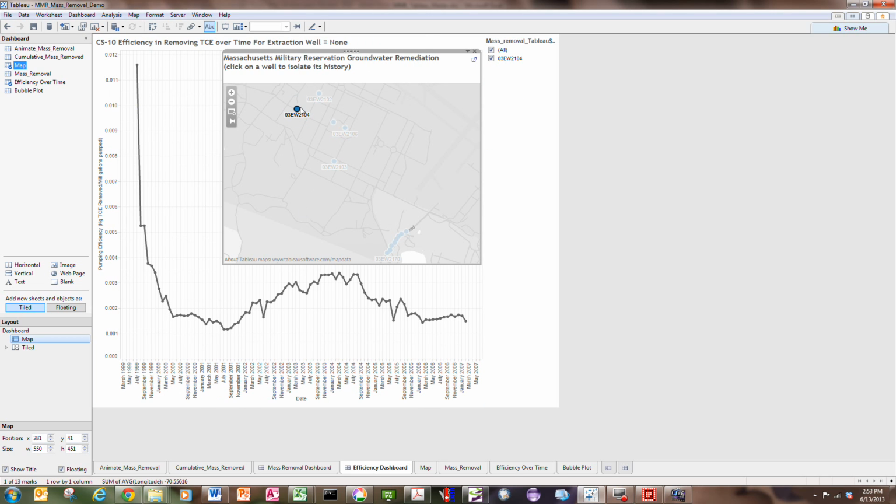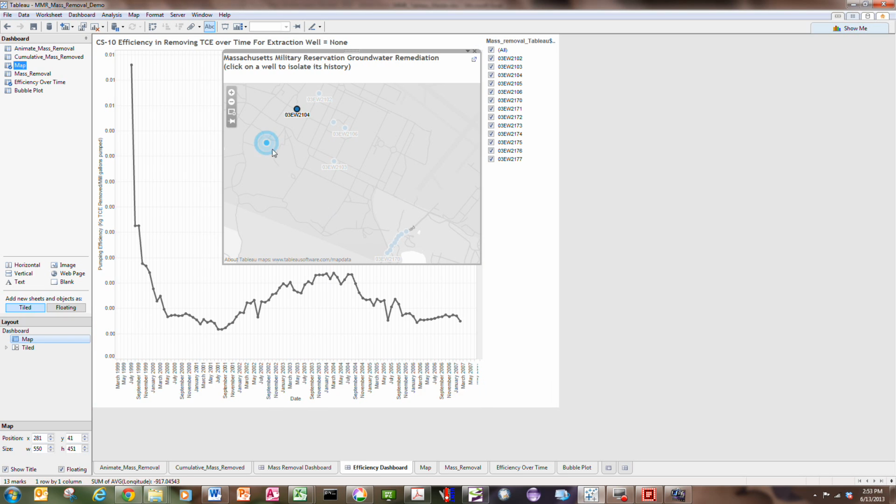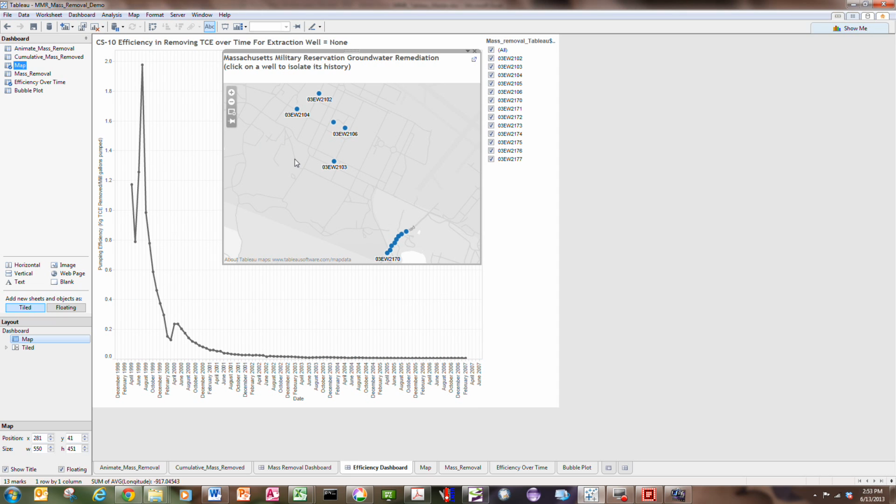This is an interesting efficiency plot over time for 2104, where the efficiency was high initially, dropped down, but then increased over time. And that had to do with the fact that higher concentration mass was moving into the well over time. So by the time you were 4 or 5 years into its history, the efficiency actually rose as the plume migrated into that extraction well.